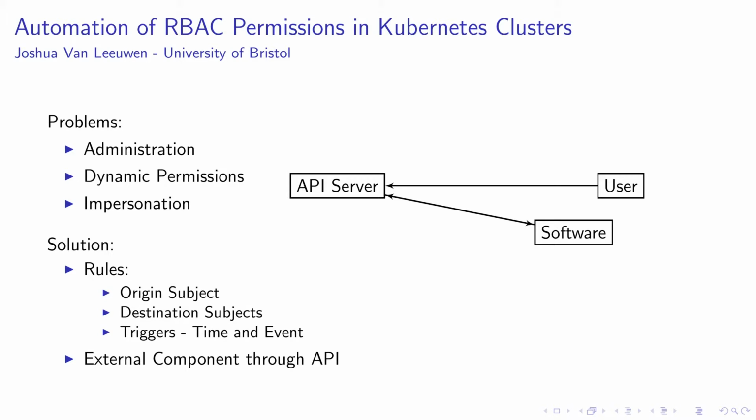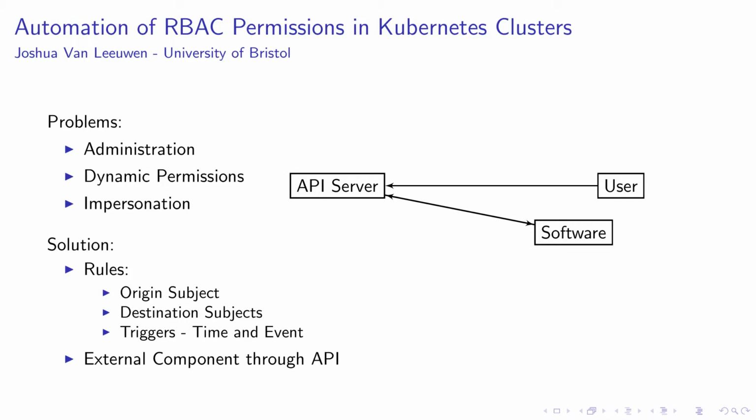Although the current system works well in that it provides cluster administrators with a large amount of granularity and control over the permissions of each subject within a cluster, I've identified 3 main problems that I find with the current system. The first problem is administration. Currently, for any cluster that scales to a large size, there's a large administration cost to ensure the permissions of each subject within the cluster are set correctly. As this all has to be done by hand, it's very prone to human error.